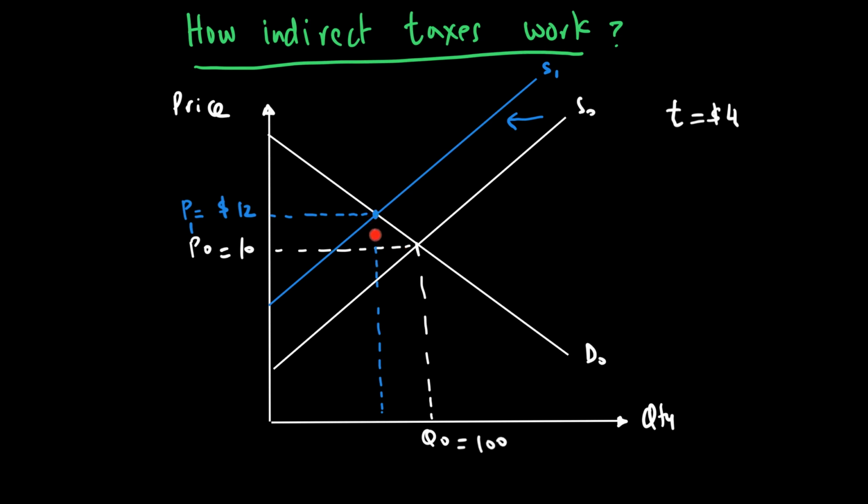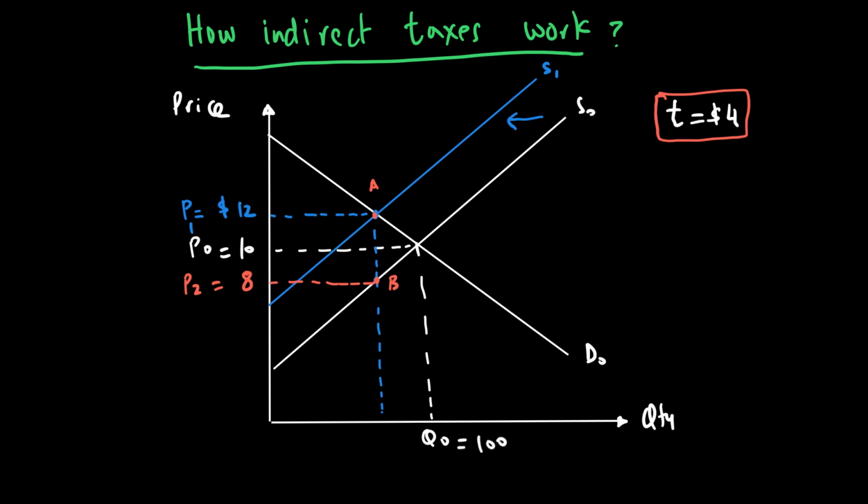When your price is 12, the vertical distance between the two supply curves, this distance A and B, has to be $4. Why? Because as explained earlier, the distance between the two supply curves has to be the amount of tax. So for example, if this is the new price P1, then this distance AB has to be $4, which would mean my after-tax price should be 12 minus 4, which is 8.